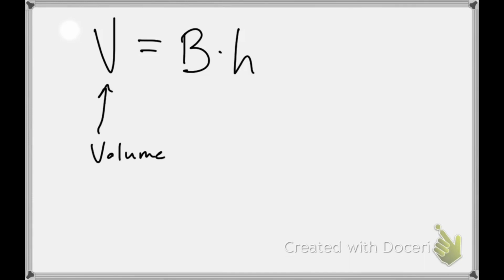To find the volume of any given shape, what you're going to do is take the area of the base and multiply it by the height. So this is volume. This is the area of the base. That's the height.